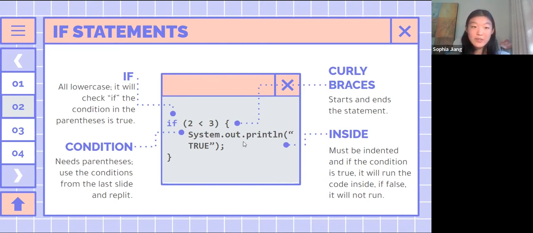To write an if statement, first we have the word if, all lowercase. Then we have something in parentheses, and that will be the condition, which you will be checking whether it's true or not. In this case, I just wrote 2 is less than 3, which is true, which means that what is inside these curly braces will print. So it will print true, which I have printed.